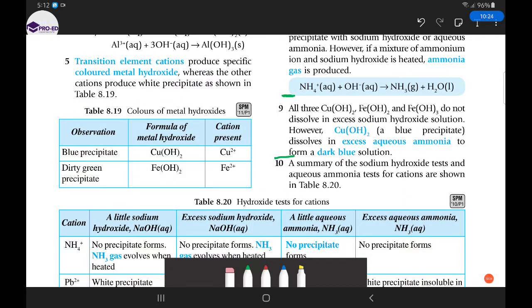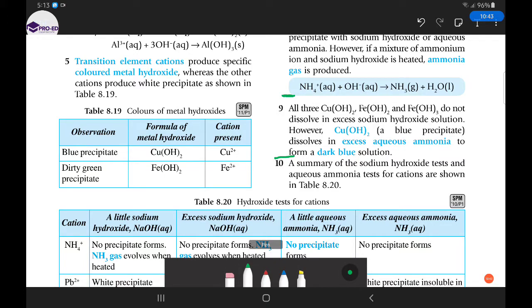Transition element cations produce specific colored metal hydroxides, whereas all others which are not transition element based are definitely going to produce a white color precipitate. Like I told you, lead hydroxide, definitely white color, right? Okay, so what are the colored cations? Well, the same usual suspects, right?